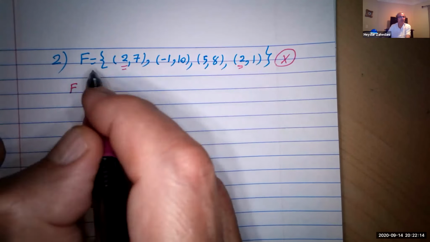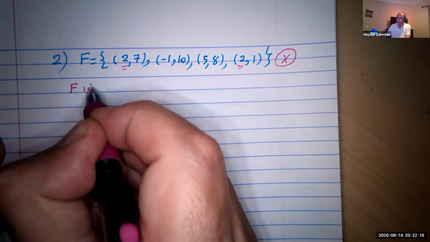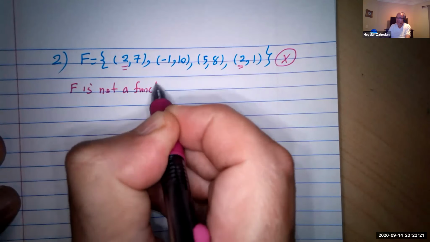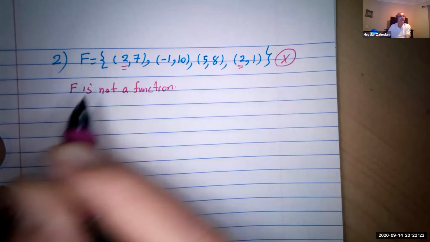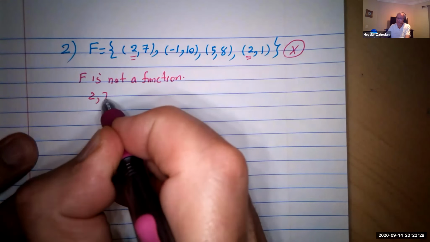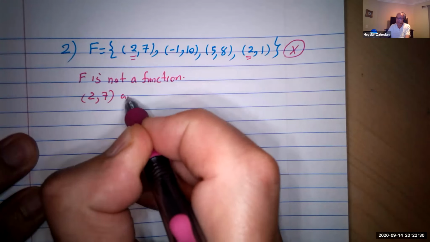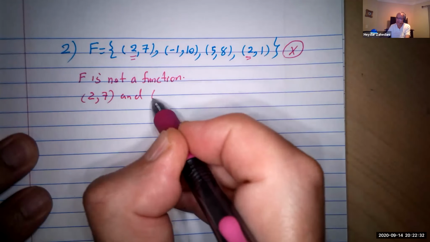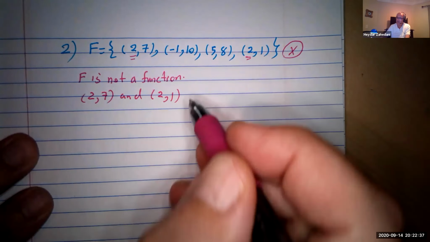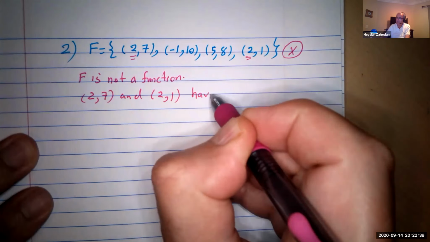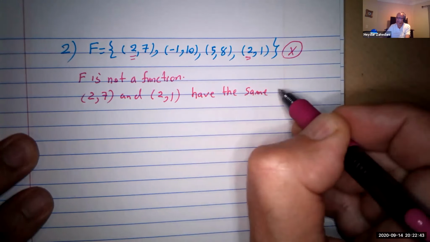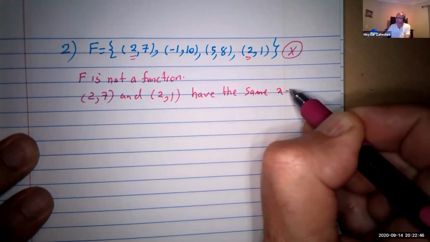It's a relation, but it's not a function. F is not a function. You have to give us a reason why. You explain that (2, 7) and (2, 1) share the first component, the same x value if you like.